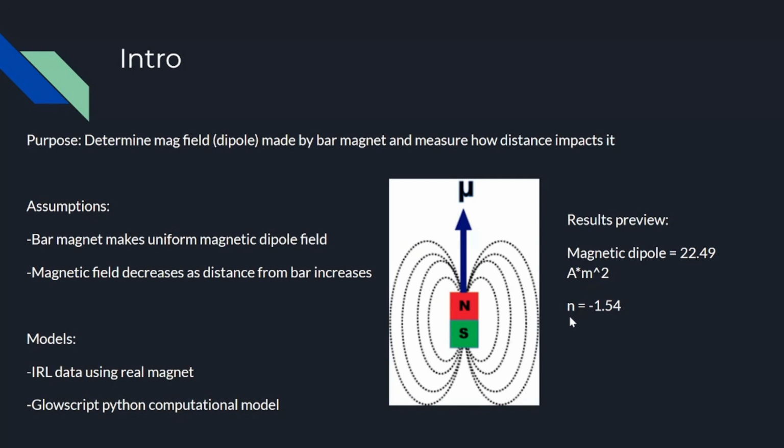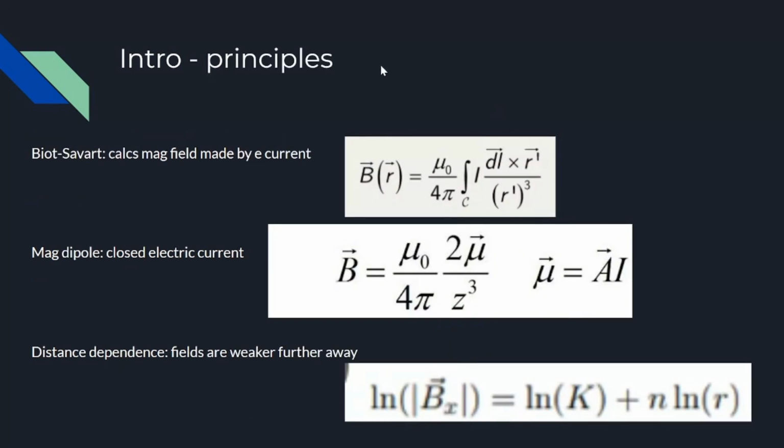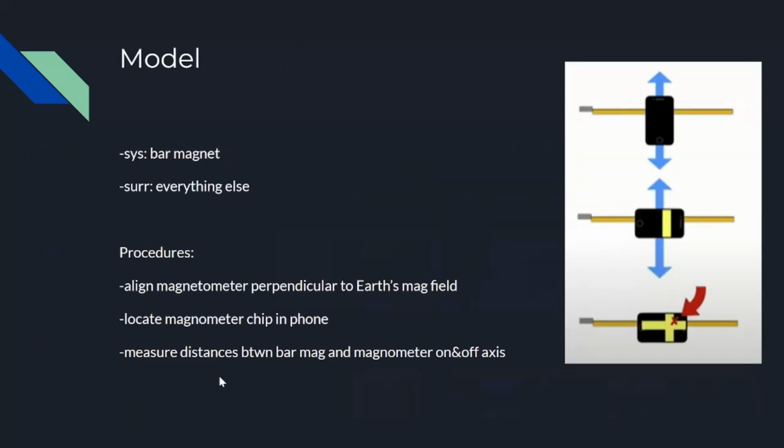to negative 1.54. So some of the main principles were the Biot-Savart law to calculate the magnetic field made by the electric current, the magnetic dipole formula for a closed electric current, and the distance dependence formula, that fields are weaker the further they are away.